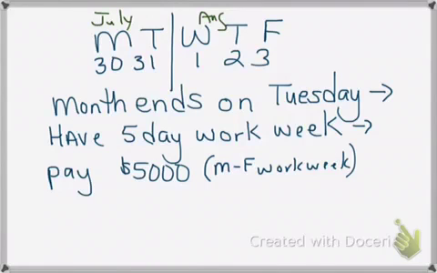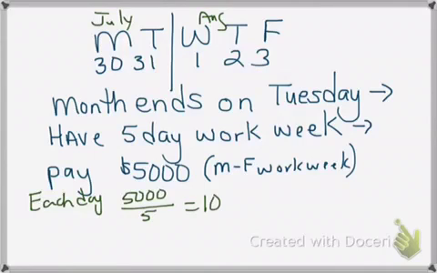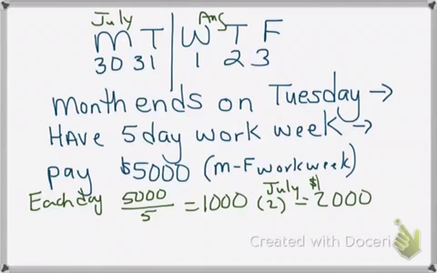So if we have a 5-day work week and we pay $5,000 for this work week, what we have to do is figure out how much we are paying for each day. What we're going to do here is take that $5,000 and divide that by 5, and what we would find out is we are paying $1,000 a day. Well, in the month of July, we have 2 days that people have worked, they haven't been paid for yet. So that is a total of $2,000 that we need to accrue.